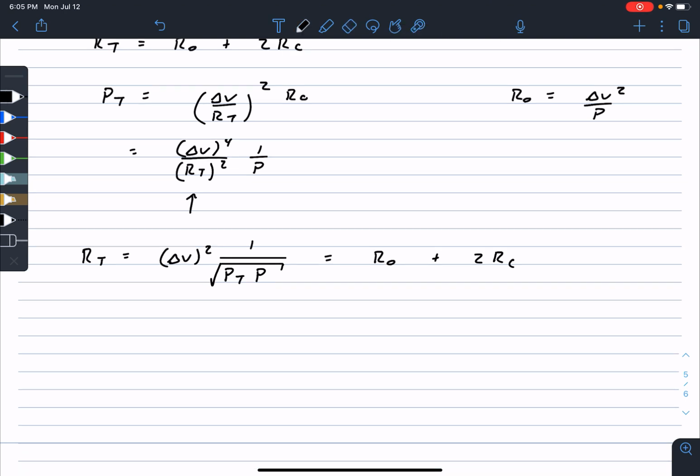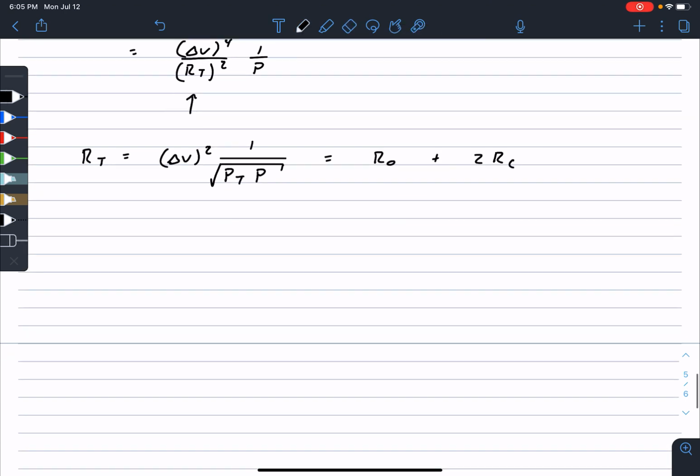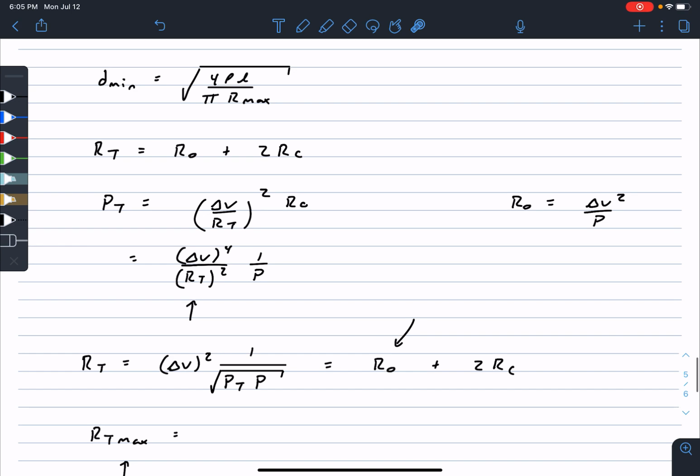This one takes a little while. So now we have RT max, the total maximum resistance. What we're really after actually is the resistance of the cable, not the total resistance, because we already know what R naught is. That's the resistance of the vacuum cleaner. So when I said that it was RT max, it wasn't.